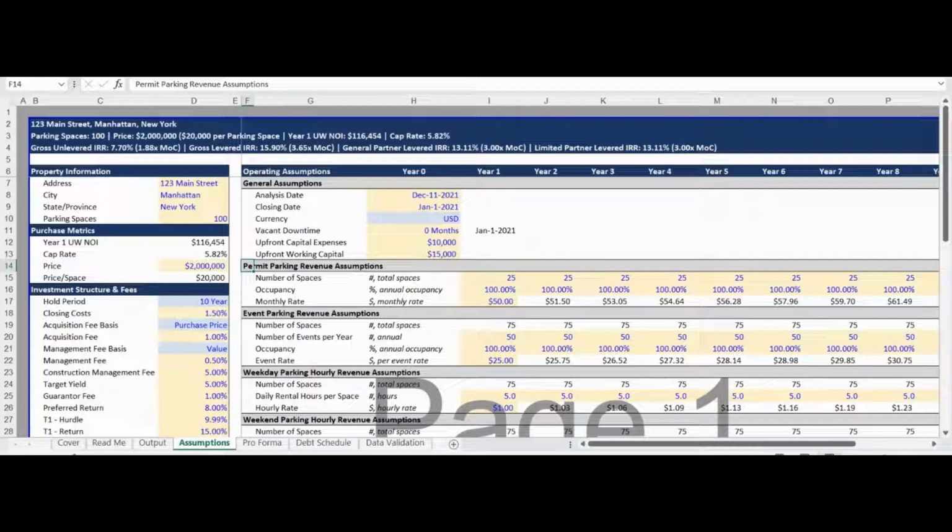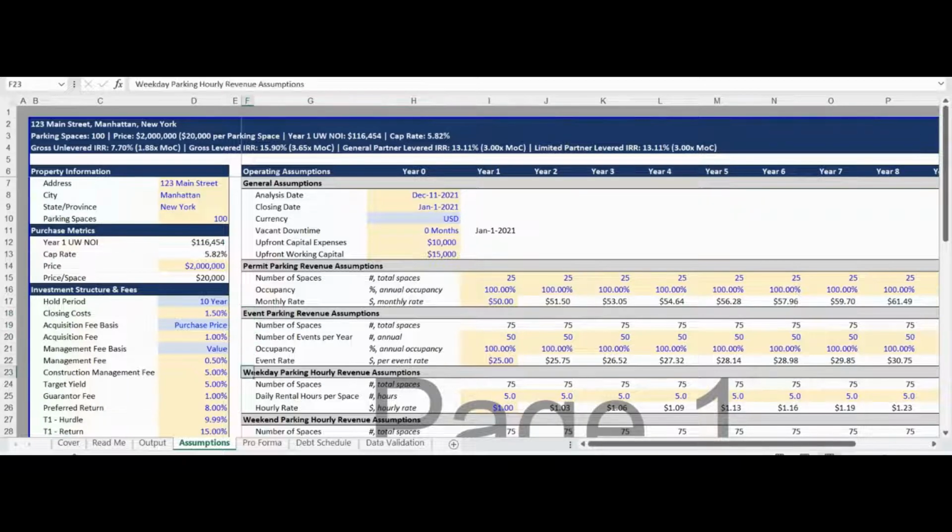Permit parking is modeled based on the number of spaces, forecasted occupancy, and monthly rate. The second revenue stream is for event parking. Event parking revenue is modeled as the product of the number of spaces available, the number of events per year, the forecasted occupancy, and the rate.